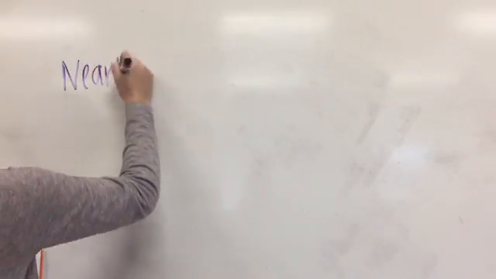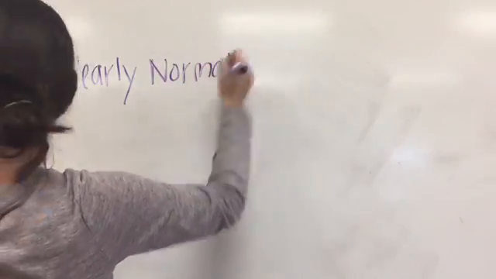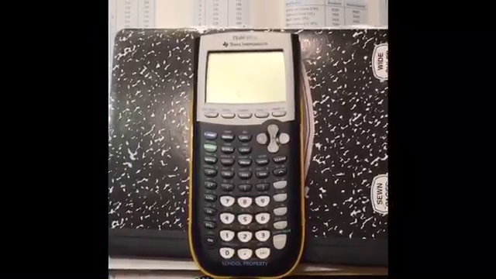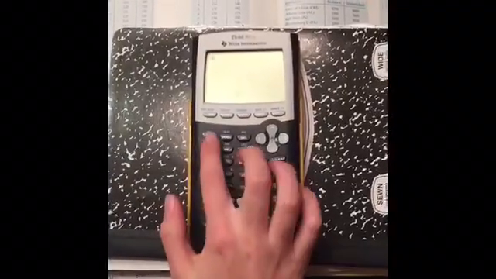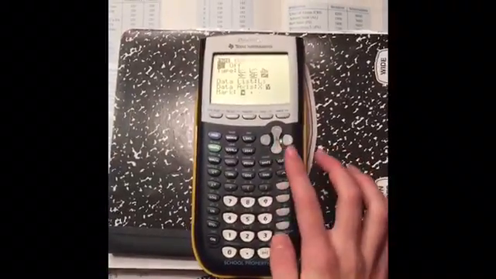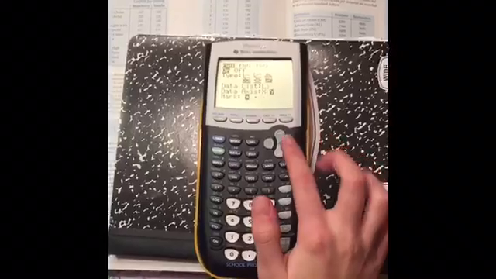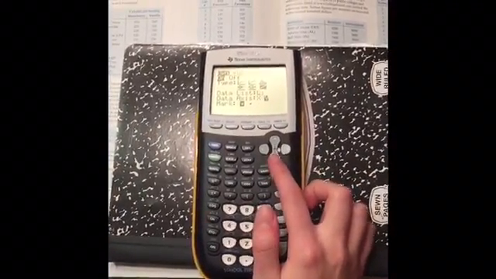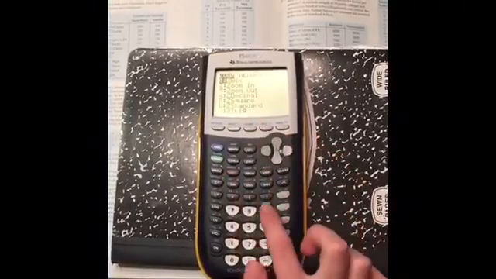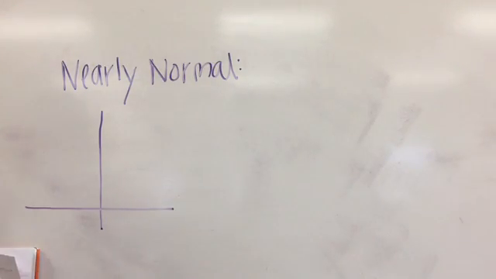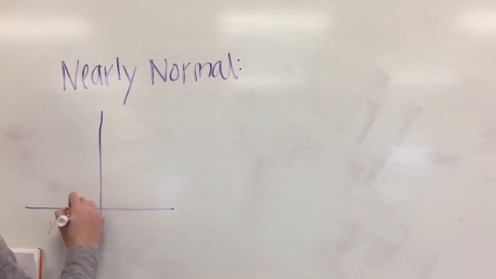The last condition we're going to check is the nearly normal condition. We are going to start this condition by creating a normal probability plot in the calculator. To check the nearly normal condition, you're going to want to check the normal probability plot. So you're going to go to 2nd Y= and turn plot on. You're going to highlight the last plot, this one. Your data should already be in L3 for the difference. Then you're going to go to ZOOM 9 to see your plot. After getting the normal probability plot from the calculator, we're going to sketch it out on our paper.